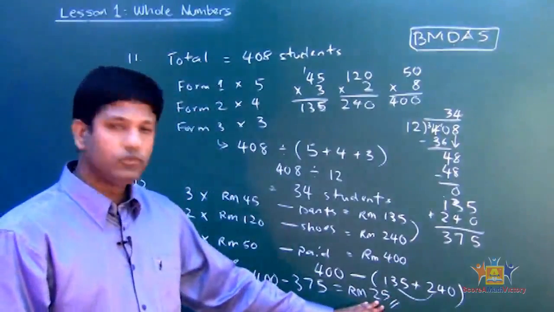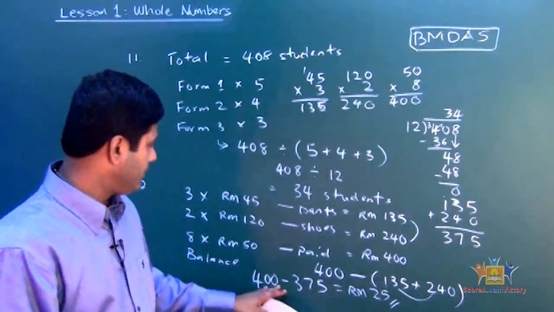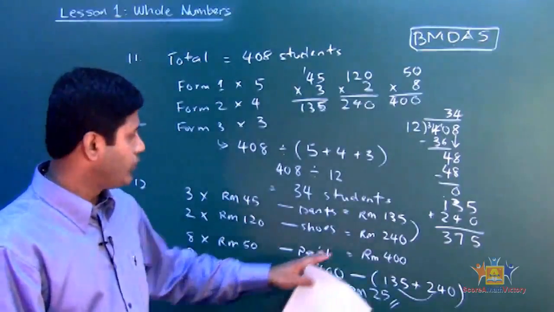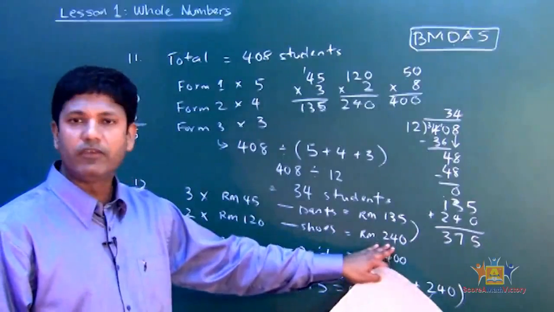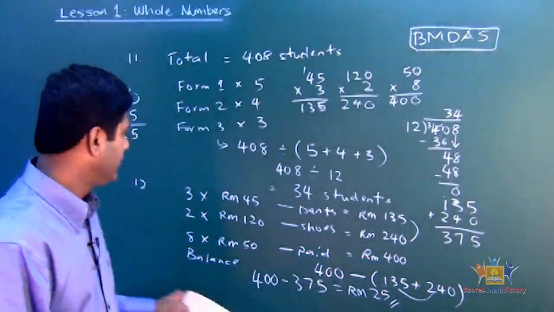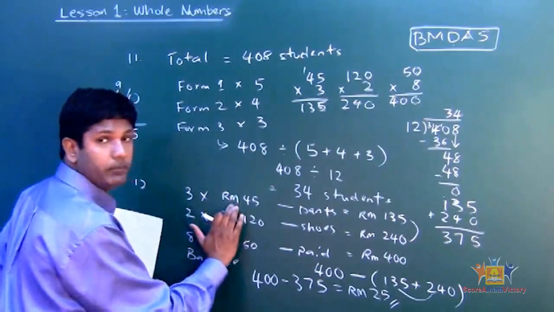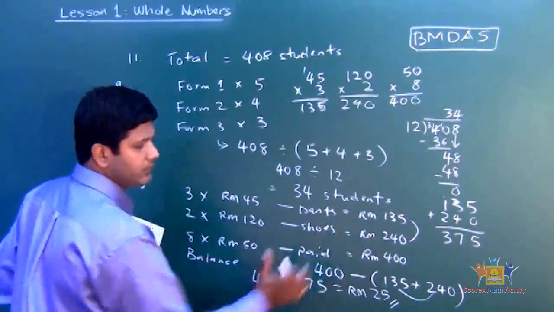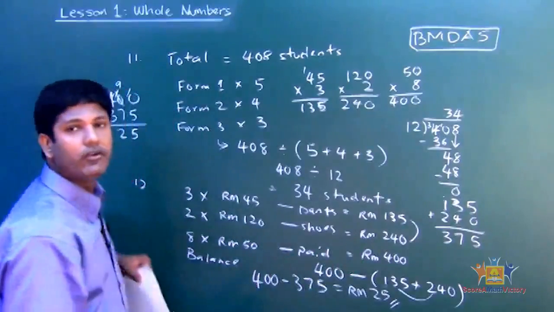So Rahim gets 25 ringgits, and that's the balance left after he paid with 400 ringgit notes towards the purchase that he made, 135 and 240 ringgits, the total. See that? So that's the thing. Remember that you multiply first, because you bought 3 pants and 2 shoes. You multiply, you get this. And then you total them up. And then you subtract from the 400.